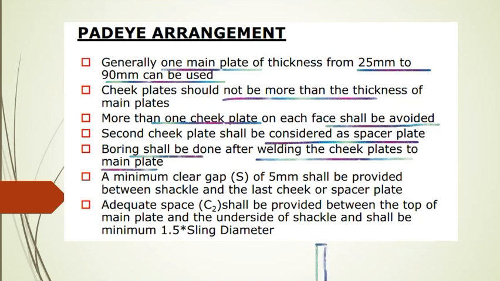This is our main plate. Then the cheek plate will be welded. Then 5 mm shall be provided between the shackle and the cheek plate spacer plate. So here we will be having the shackle. So minimum space, 5 mm space. Space shall be provided between the main plate and the underside of the shackle.